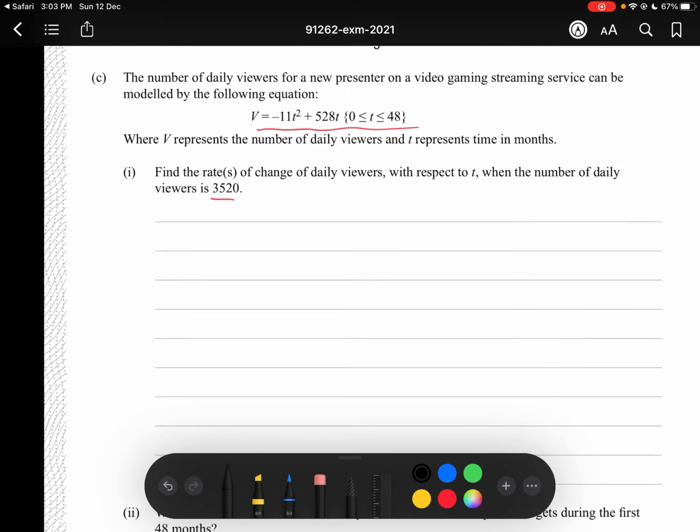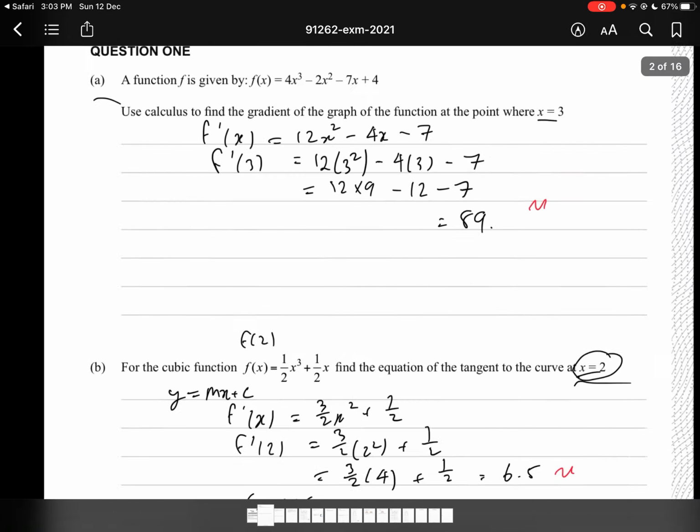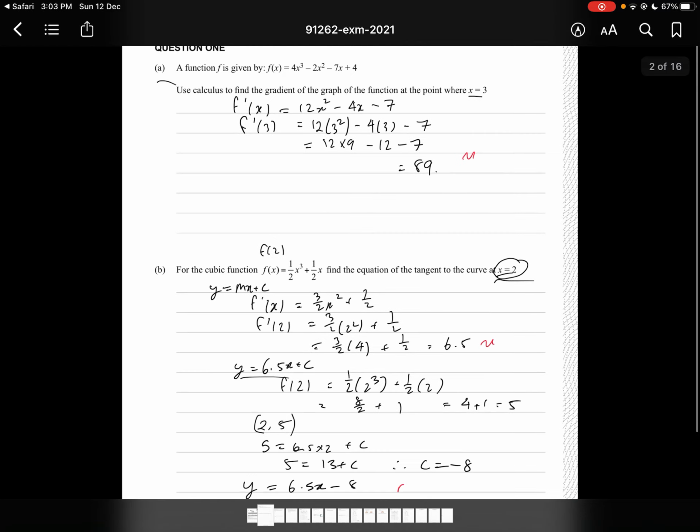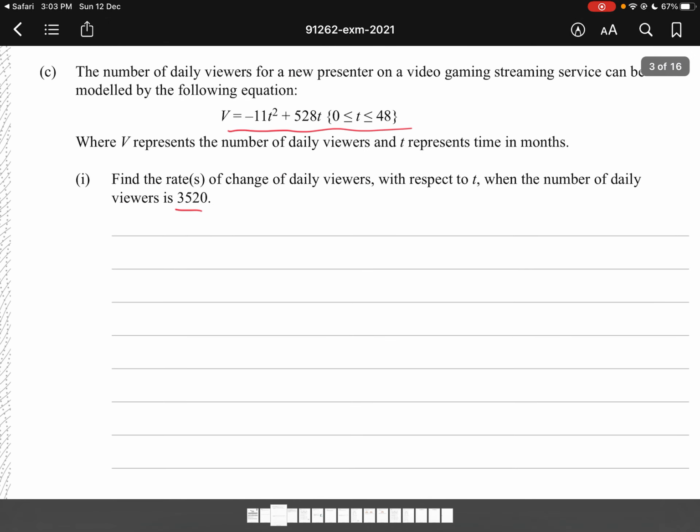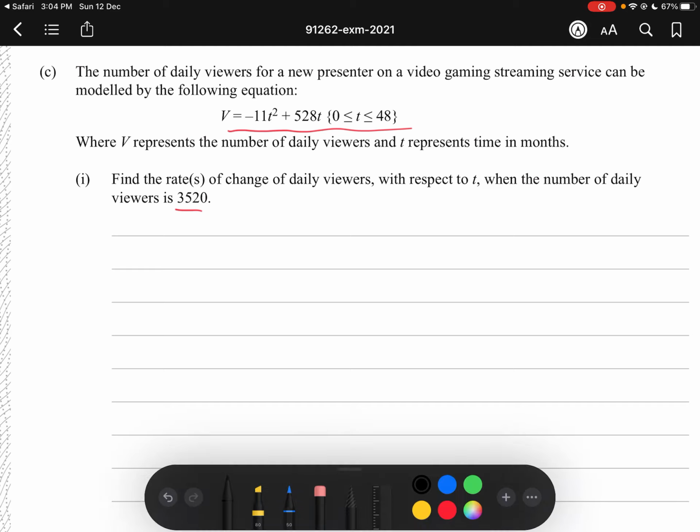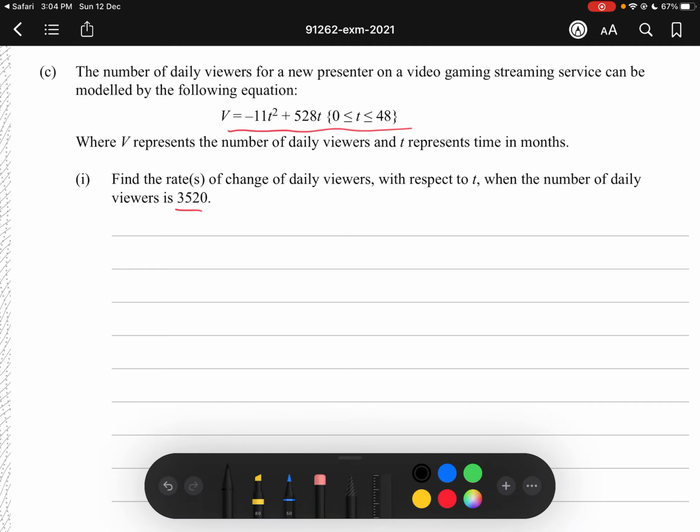So this question might seem very different to question A here, but in reality it's asking the exact same thing. It's just asking us to differentiate the function and then find the rate of change, which you can view as the gradient, when the number of daily viewers is 3,520. So it's a very similar question to question A. In this case, we will differentiate our function. We have v equals negative 11t squared plus 528t. So therefore, dv over dt is equal to negative 22t plus 528.